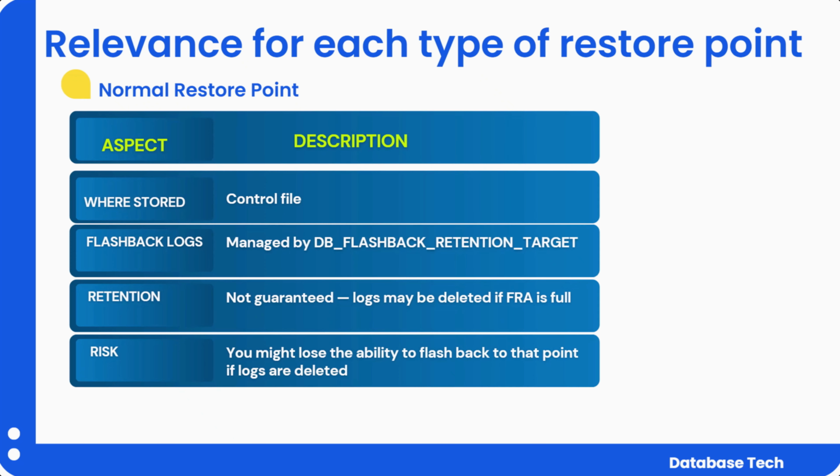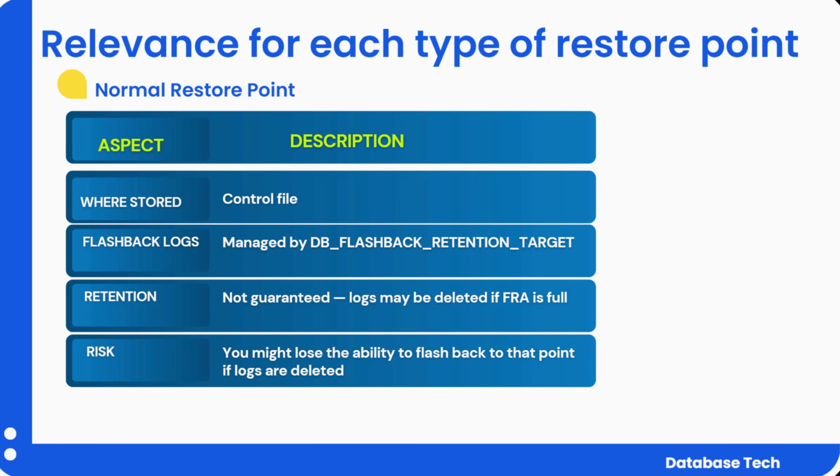In case of normal restore point, when you create a restore point, its information is stored in the control file and the flashback logs are retained based on the DB flashback retention target value. Retention is not guaranteed. Logs may be deleted if FRA is full. Risk. What is the risk? You might lose the ability to flashback to that point if logs are deleted. In normal restore point, there is no guarantee of flashback logs, so there is a risk involved in this.